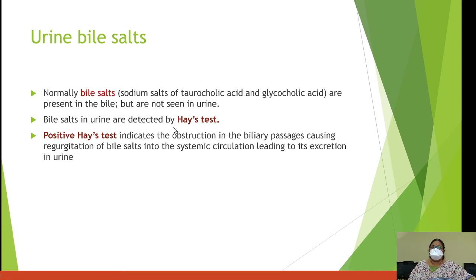So you have performed the test for bile salts, the Hay's test. It's a very simple test. You are sprinkling sulfur powder into the urine sample. If the sulfur powder goes to the bottom, then that indicates bile salts are present because bile salts lower the surface tension.